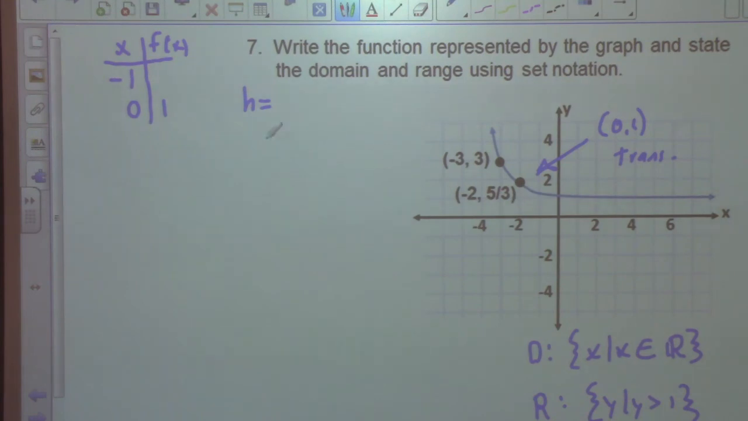Negative 2 to the left, plus 2. 2 to the left, so h is negative 2. All right, and k is going to be... right? It's gonna be 2, 1/3. 2/3. It's going to be 1 2/3. No, it's 2/3. It's gonna be 2.